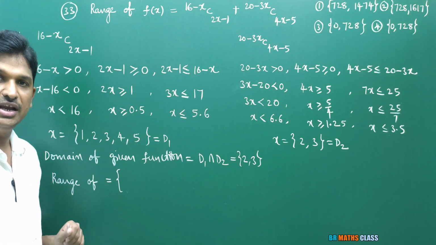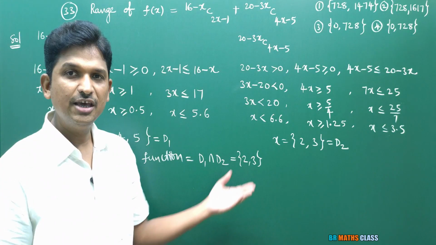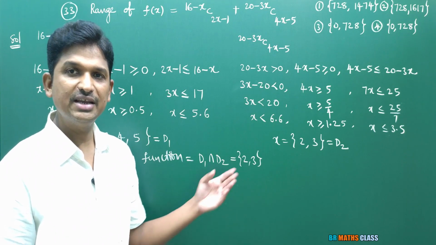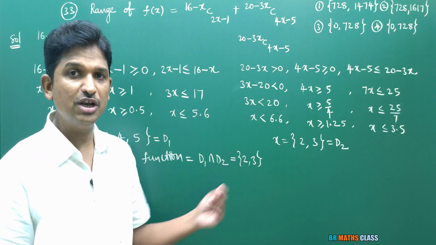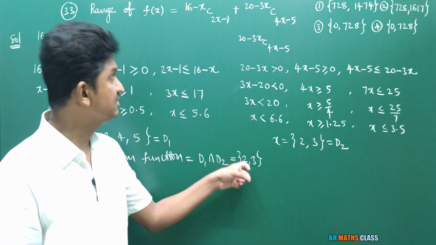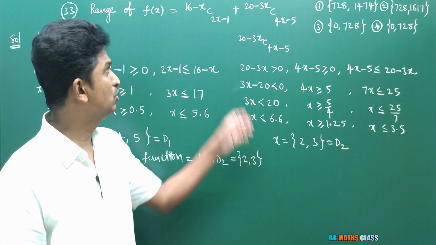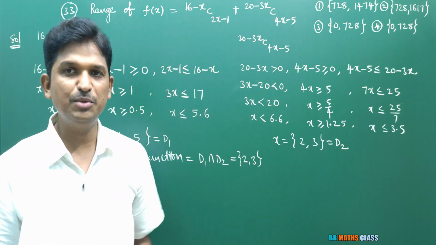Okay, now I need to calculate the range of the given function. I came to know that only two elements are there in the domain of the function. So the range is nothing but the set of all images. What I'll do, I'll put x equal to 2 in this function, I'll get the image of 2. I'll put x equal to 3 in this function, then I'll get the image of 3.